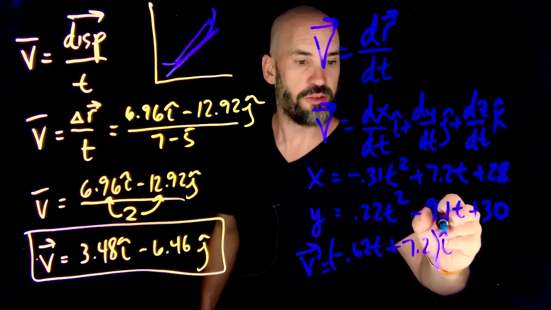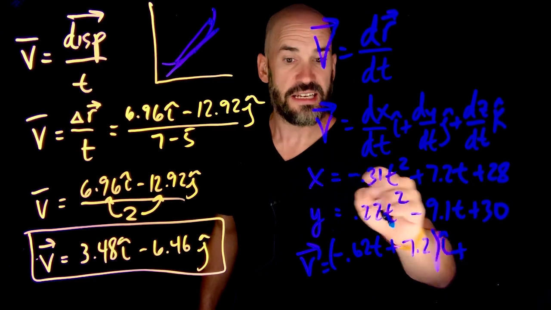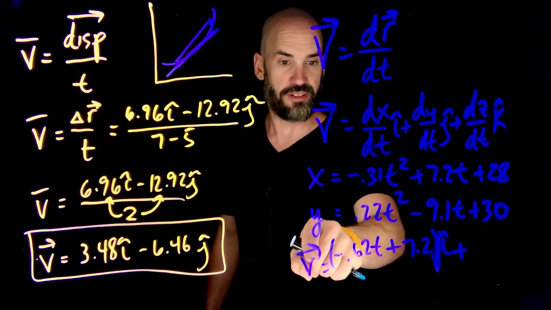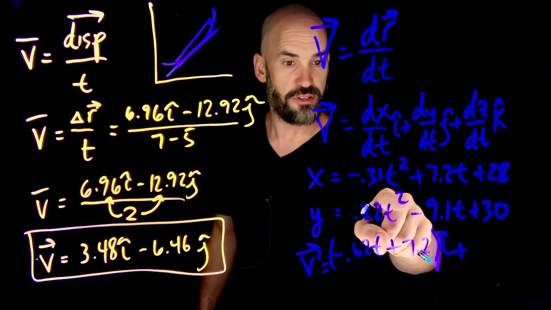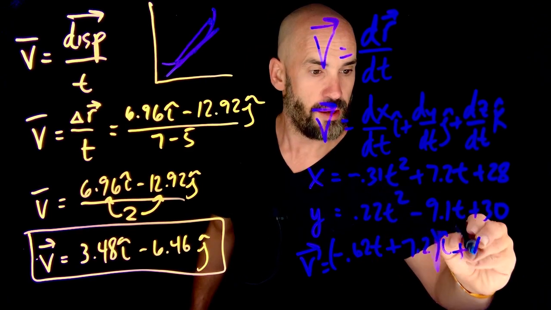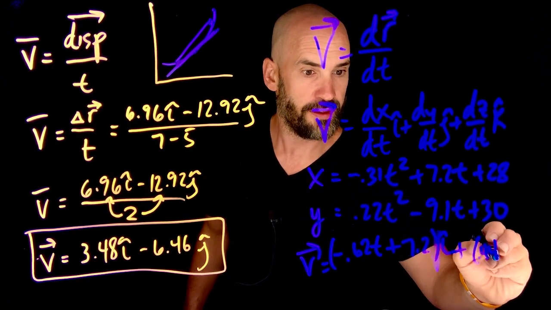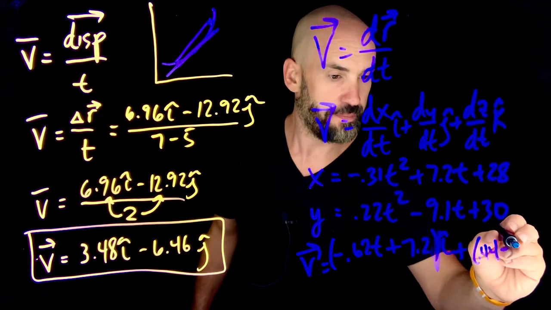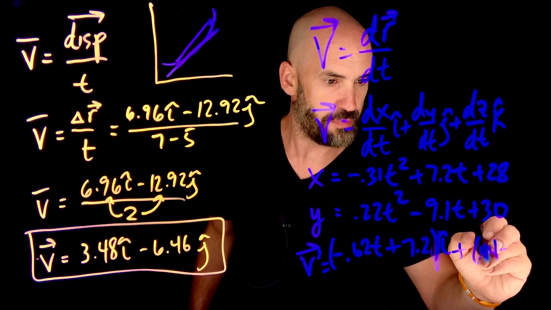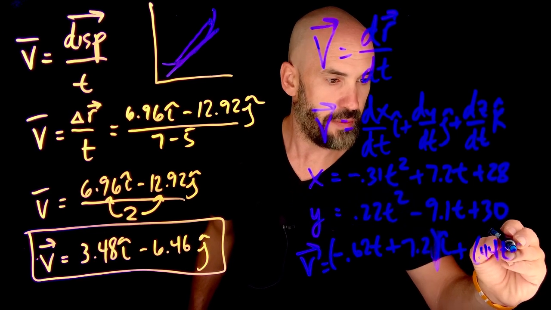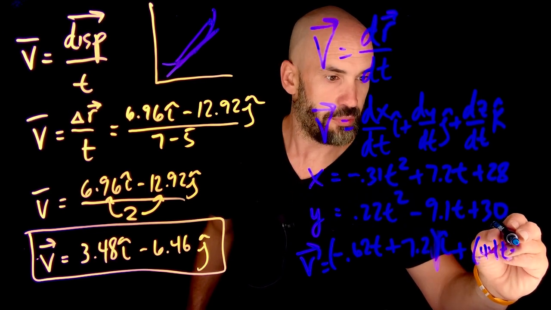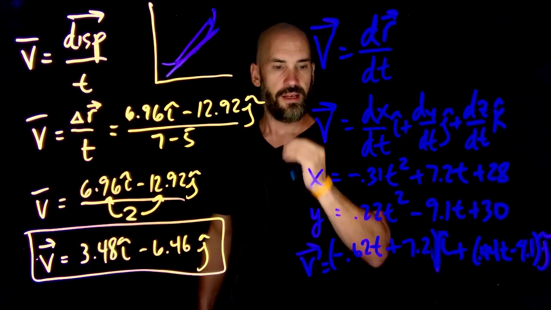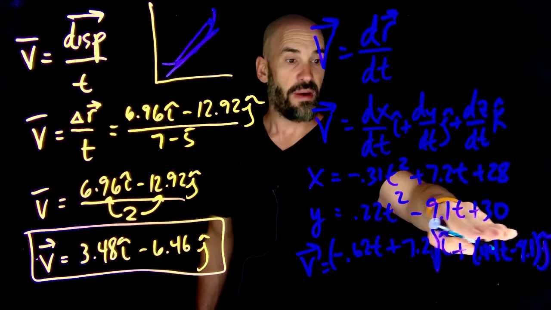Now I want to do the same thing over here. I want to take dy/dt and put it here for the j component of my instantaneous velocity. So that's going to be 2 times 0.22, that's 0.44, minus the derivative of 9.1 t, which is just 9.1. So that's going to be 0.44 t minus 9.1 j. Okay? All right. That is my instantaneous velocity.